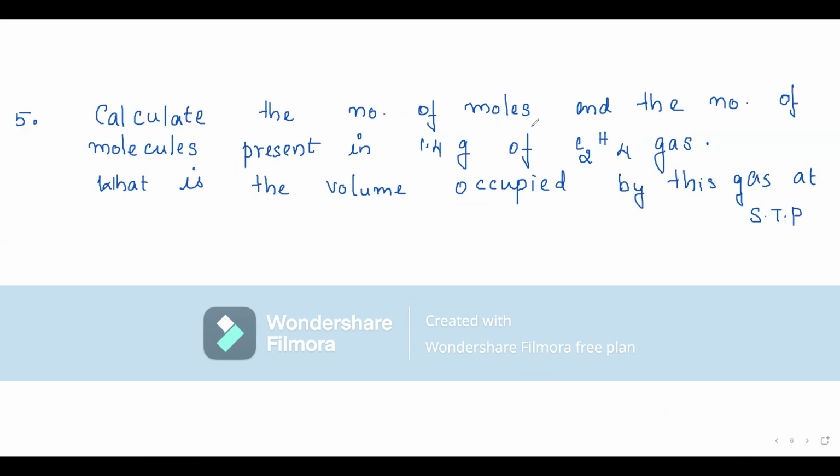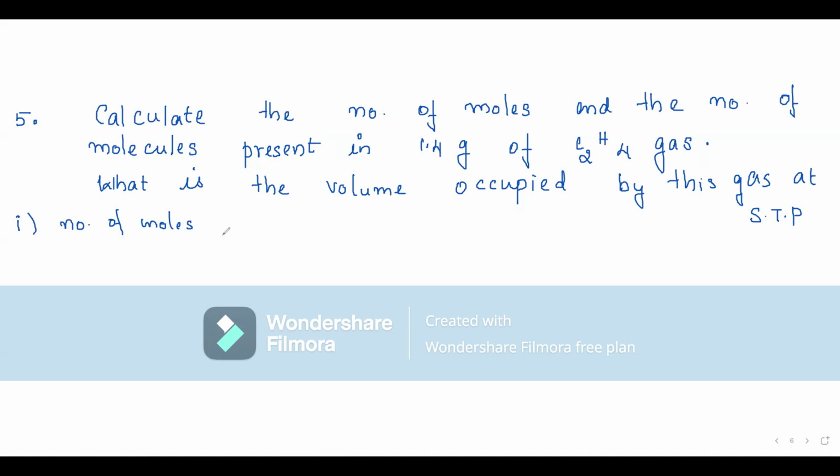Calculate the number of moles, number of molecules. So 2 things are to be calculated. Oh no, 3 are there. What is the volume occupied by the gas? So 3 answers are expected here. One by one, let us solve. First one is to calculate the number of moles. Okay, so number of moles present in what?